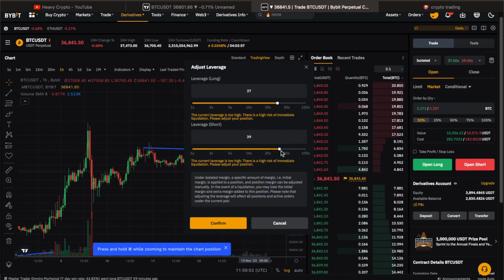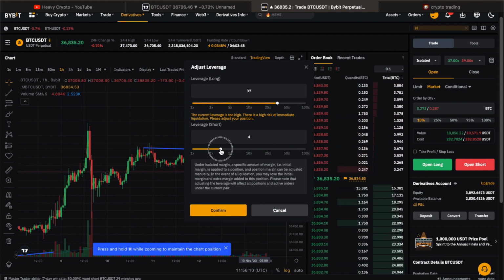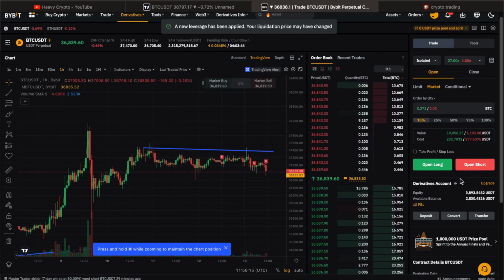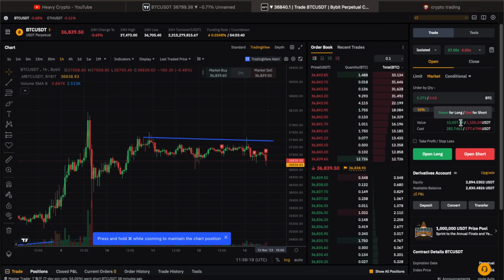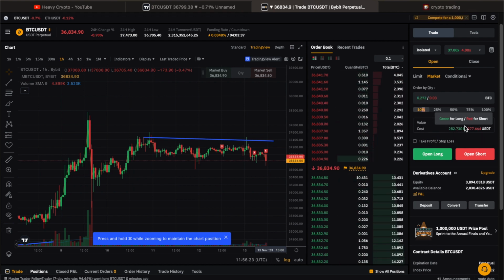Okay, so let's say I want to multiply this position by 4x or 3x. I can simply click confirm and then enter a trade. So this short position is going to be multiplied by 10, and I'm using 10% of my capital, and this is the value of this position right now after I'm using 10x leverage and stuff like that.